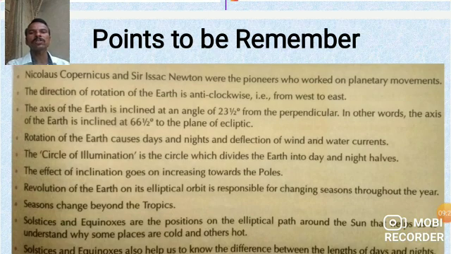The circle of illumination is the circle which divides the earth into day and night halves. The effect of inclination goes on increasing toward the poles. Revolution of the earth on its elliptical orbit is responsible for changing seasons throughout the year. Seasons change beyond these tropics. Solstices and equinoxes are positioned on the elliptical path around the sun that helps to understand why some places are cold and others hot. Solstices and equinoxes also help us to know the difference between the length of days and nights.